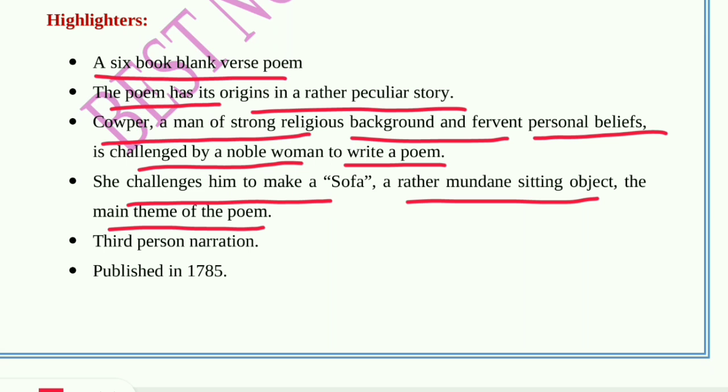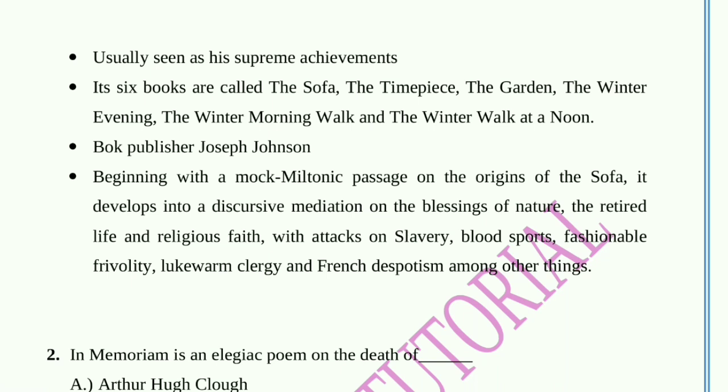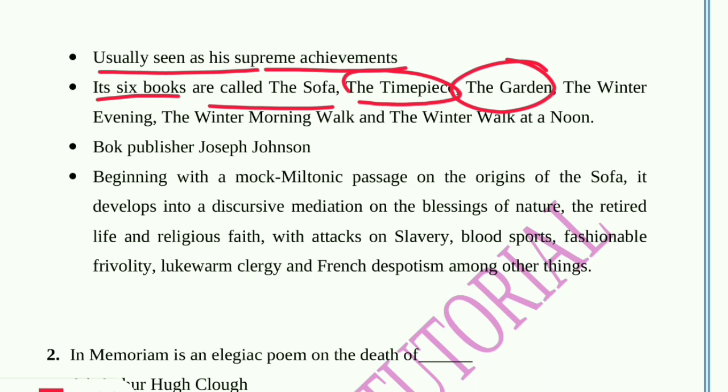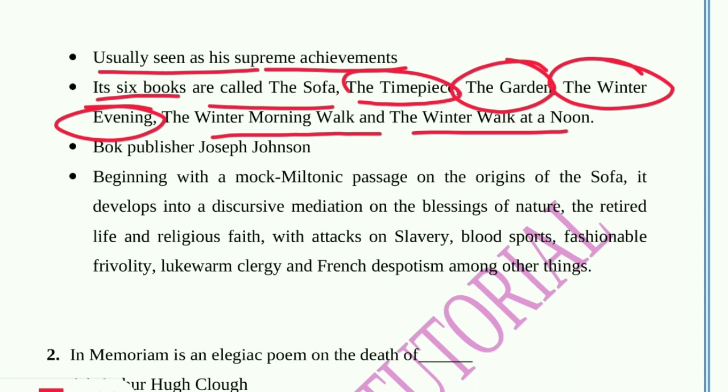It is third person narration. And this was published in the year 1785, usually seen as his supreme achievement. Its 6 books are called The Sofa, The Timepiece, The Garden, The Winter Evening, The Winter Morning Walk, and The Winter Walk at Noon. Book publisher was Joseph Johnson.